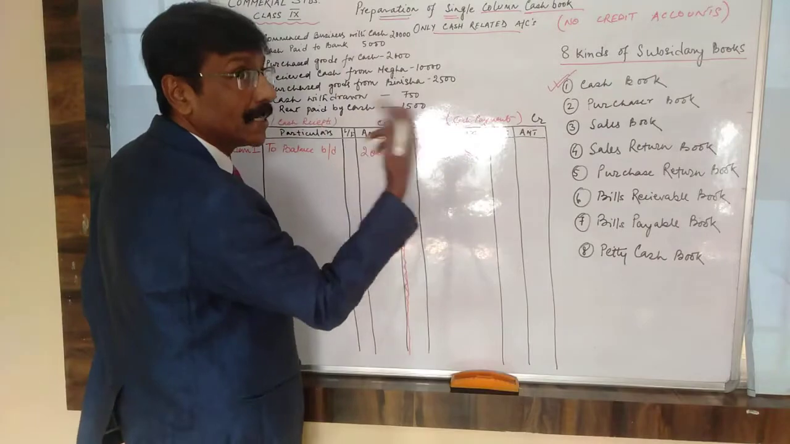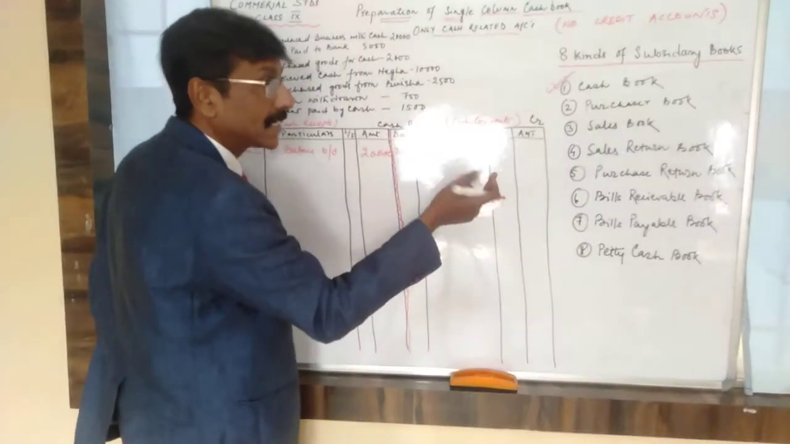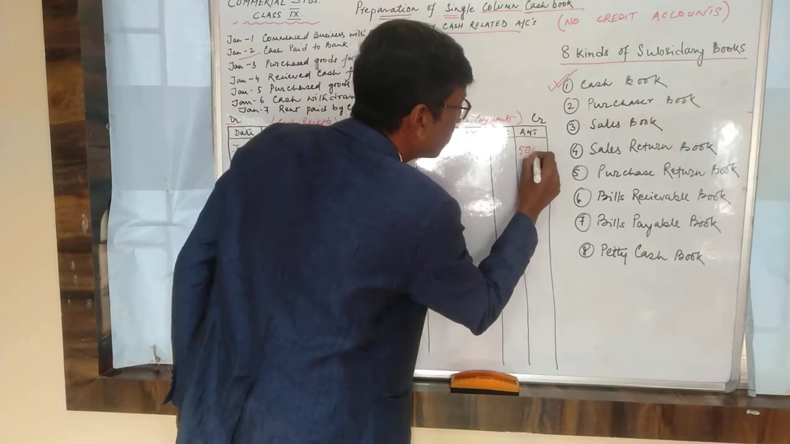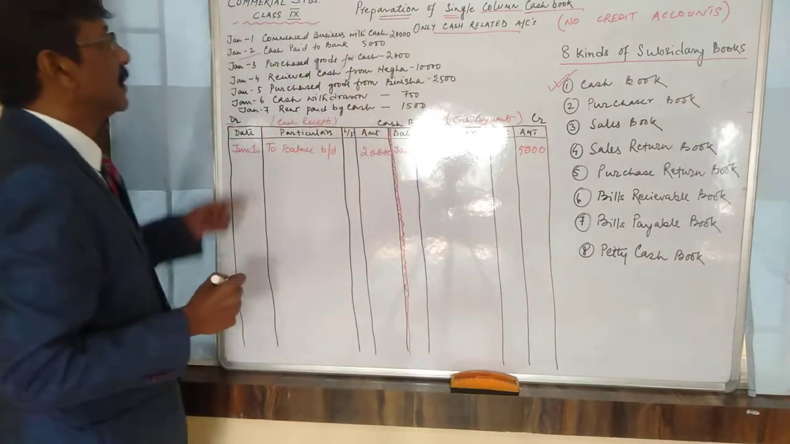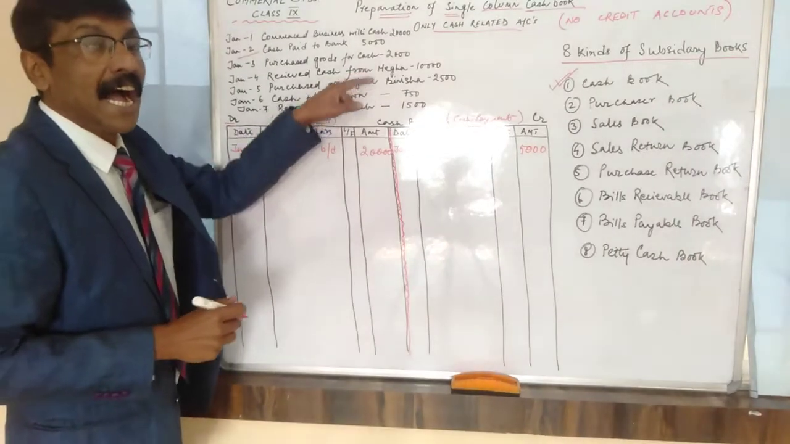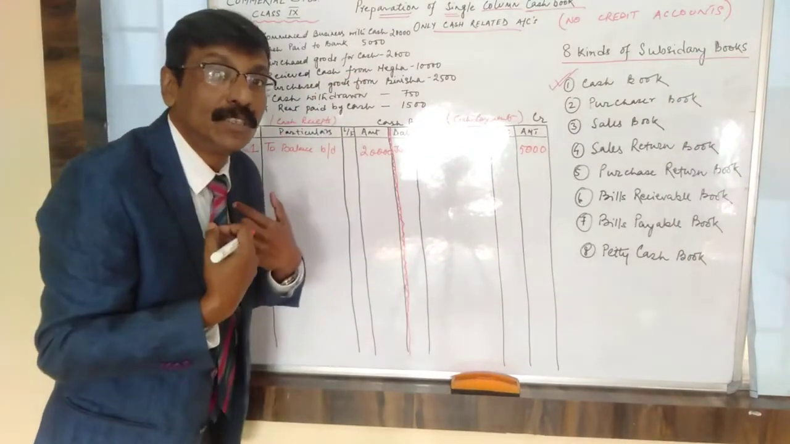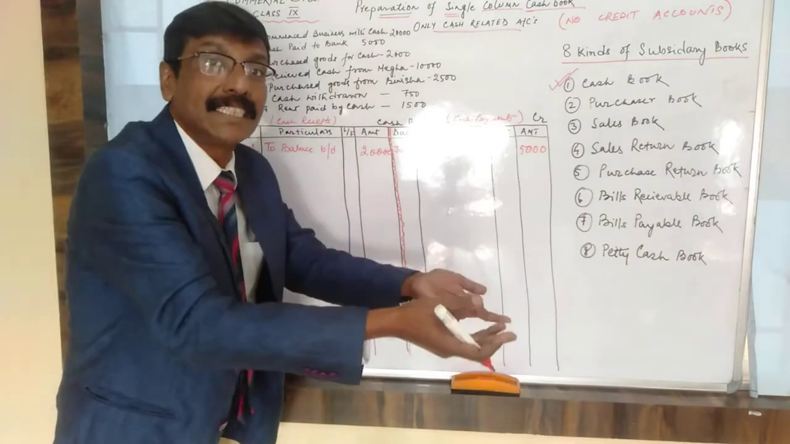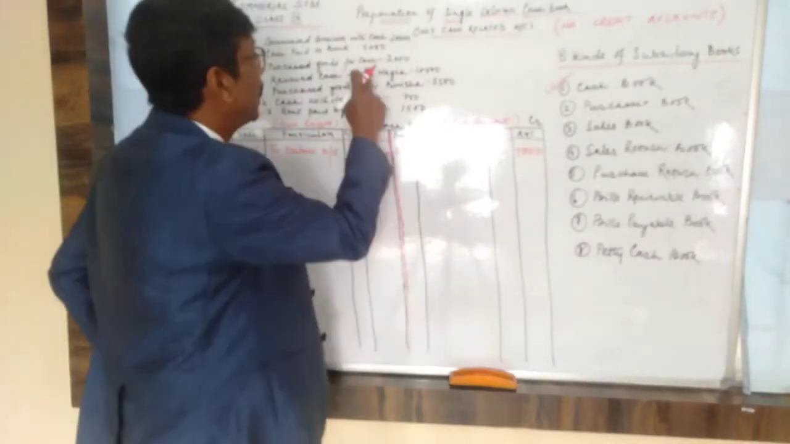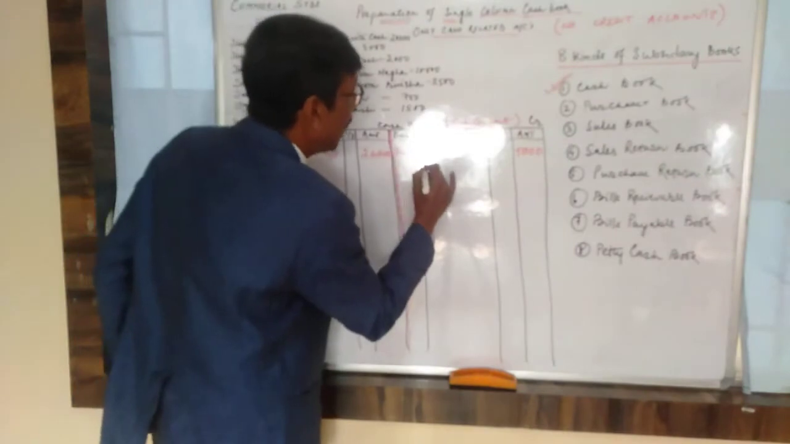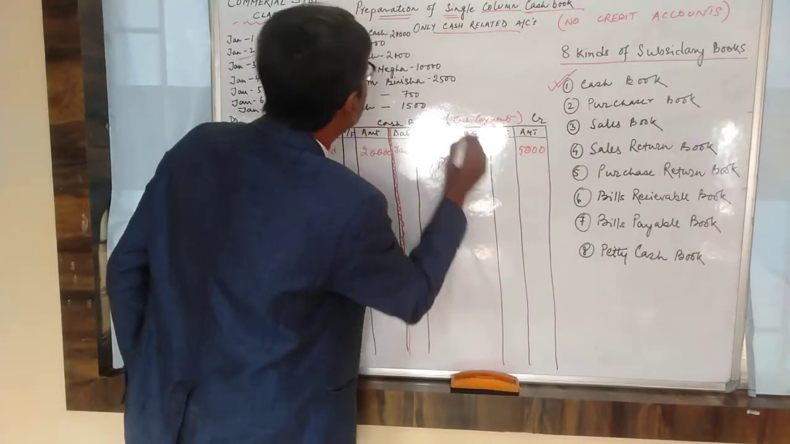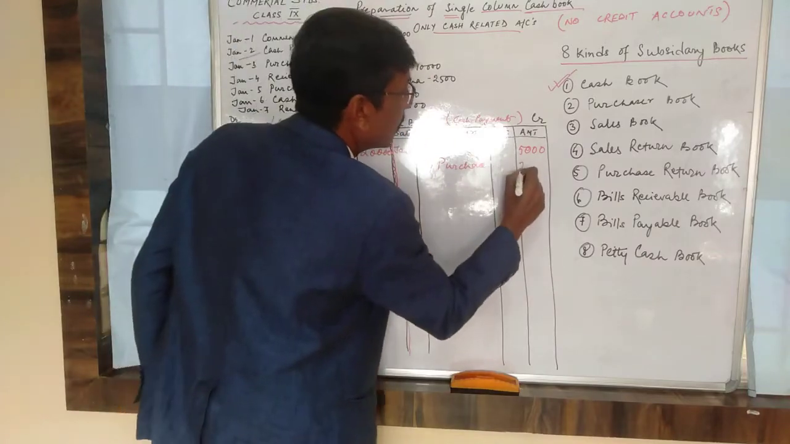I have paid to the bank. I have paid cash. Payment 5,000. Purchase goods for cash. I have purchased goods. I have paid cash in return. So payment will go where? This side. By purchase, 2,000.